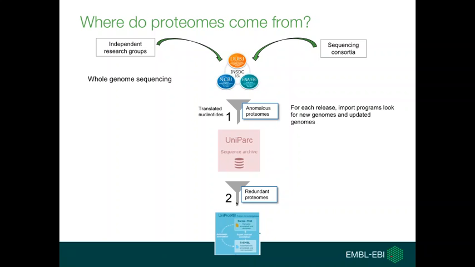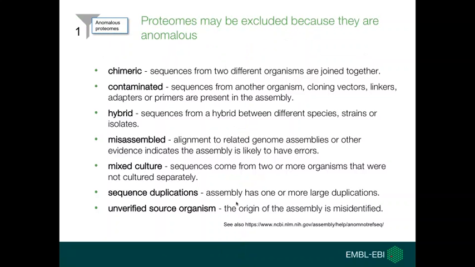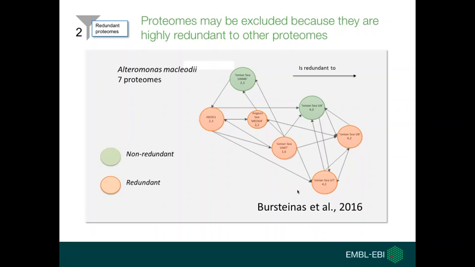Let's go into why we do this. The first level of filter is for anomalous proteomes. This is pretty straightforward because proteomes can be excluded because they are anomalous, and that can fall into one of several categories. And largely we follow the criteria used by RefSeq at the NCBI. We do have some differences, but I won't highlight them here.